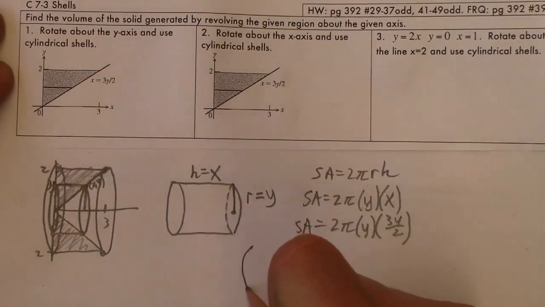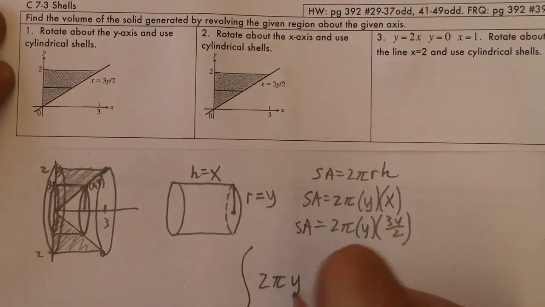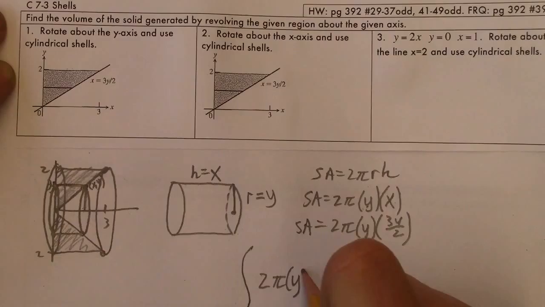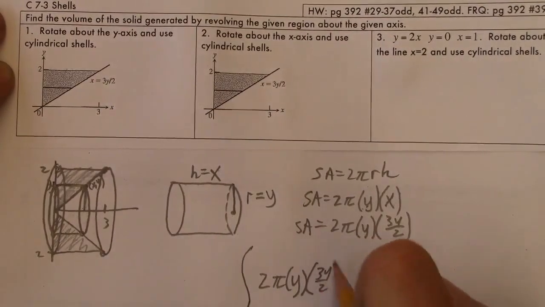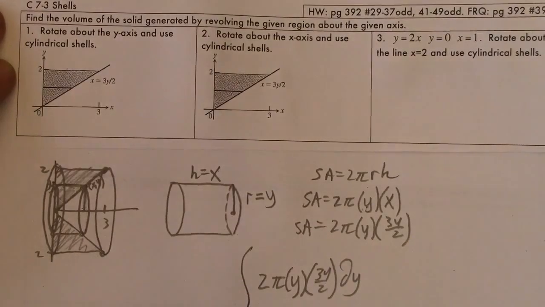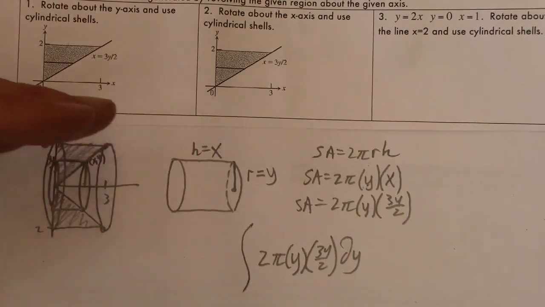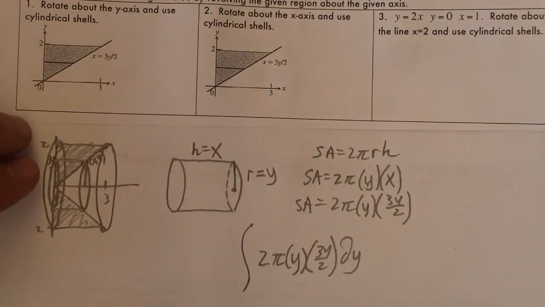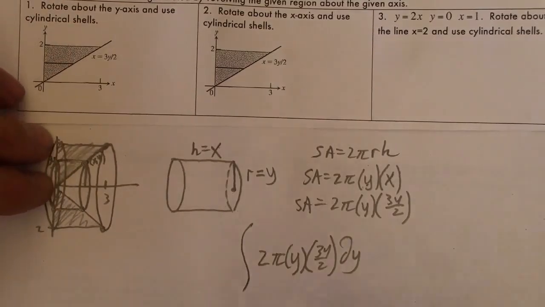So now we're going to integrate 2 pi. Here's the formula for each cylindrical slice shell: y, 3y over 2. And then we're doing dy slices. Arguably a hard part now is figuring out what to integrate from. So let's see, the original region we slice, okay, we're from 0 to 2.